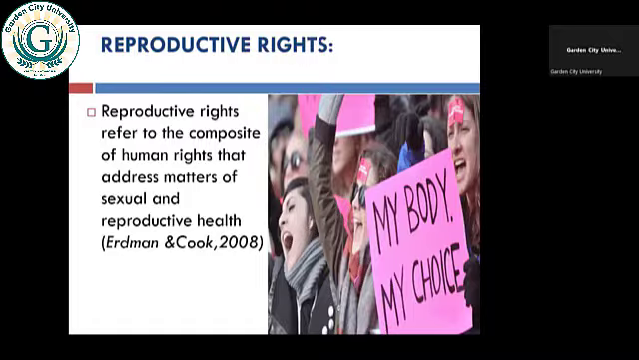There are also other rights that we have, other reproductive rights. And these reproductive rights refer to composite human rights that address the matters of sexual and reproductive health. There are some rights that must be there, and they address human rights in matters of sexual and reproductive health.